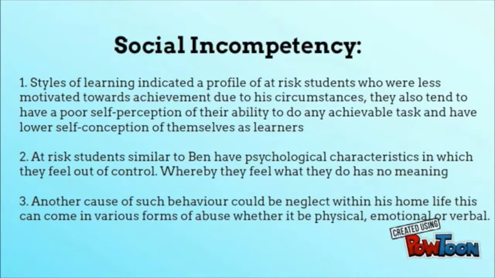In regards to social incompetency, styles of learning indicated a profile of at-risk students who were less motivated towards achievement due to his circumstances. They also tend to have a poor self-perception of their ability to do any achievable task and have lower self-conception of themselves as learners.